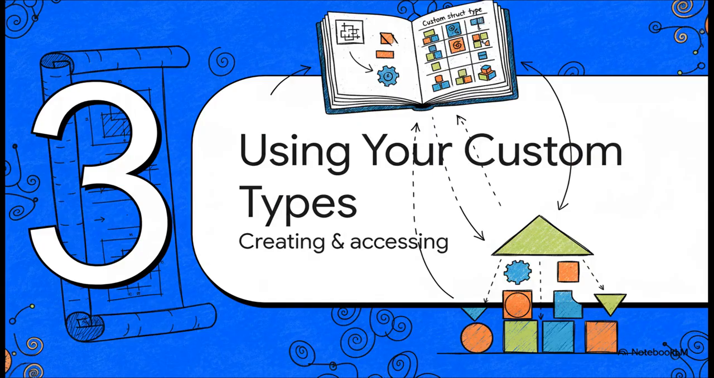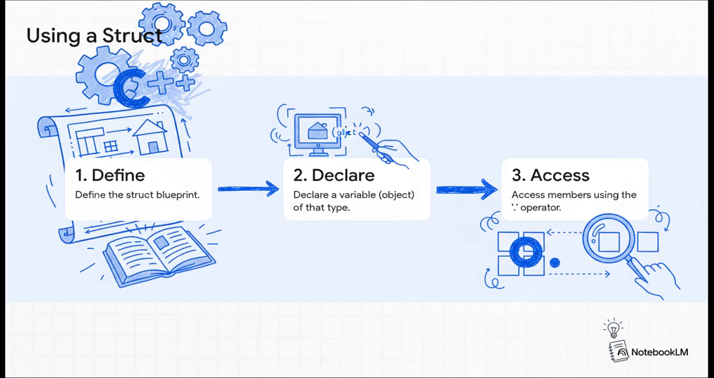Okay, we've got our blueprint, so now for the fun part, let's see how we go from that blueprint to actually building something and using our custom type. It really boils down to 3 simple steps. First, you define the blueprint. We just did that. Second, you declare a variable of that new type. You can think of this as creating an actual object. And third, you access the individual pieces of data inside it using the good old dot operator.